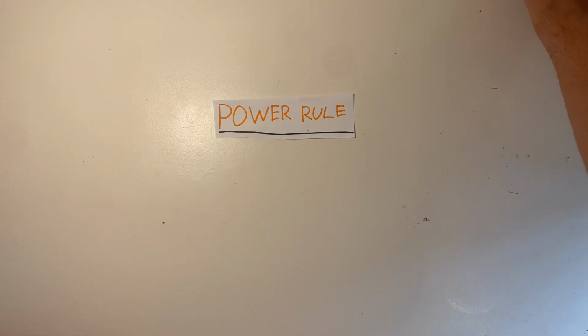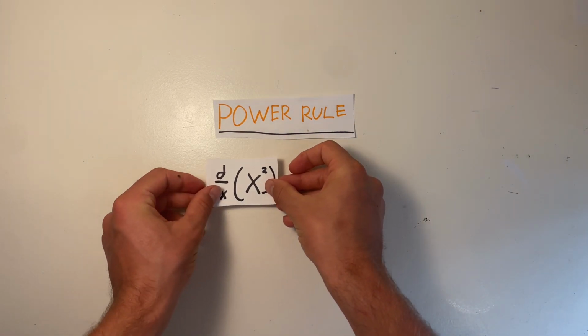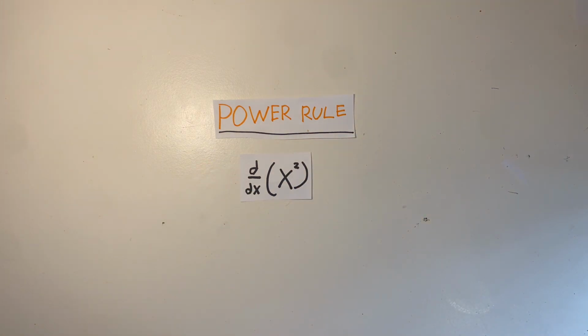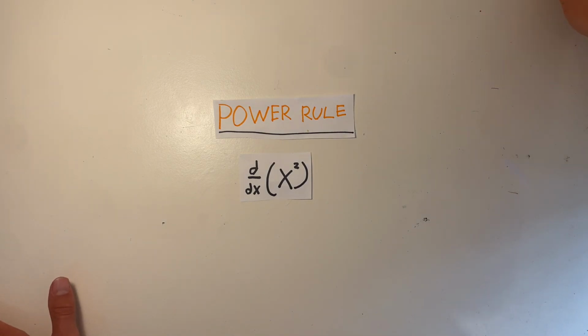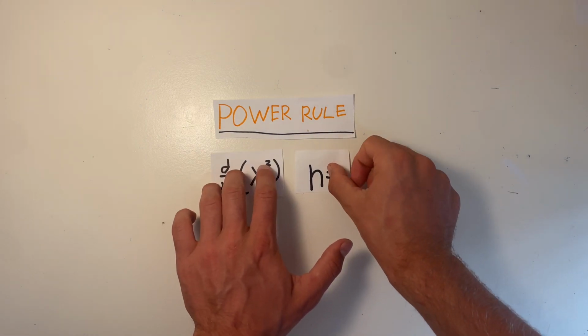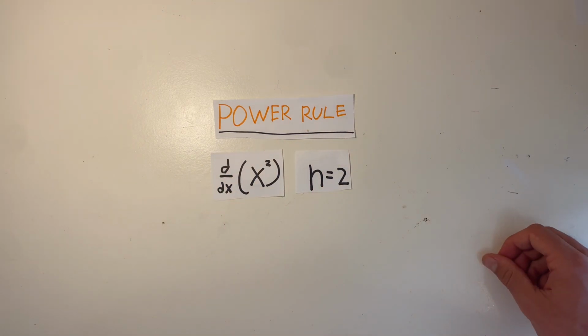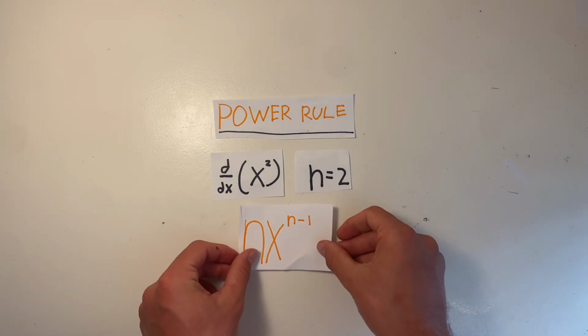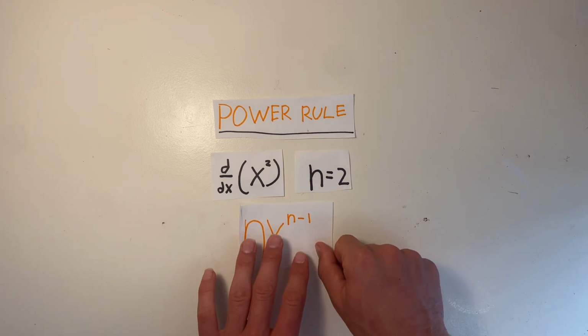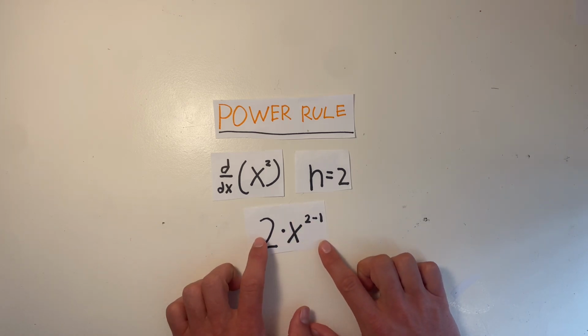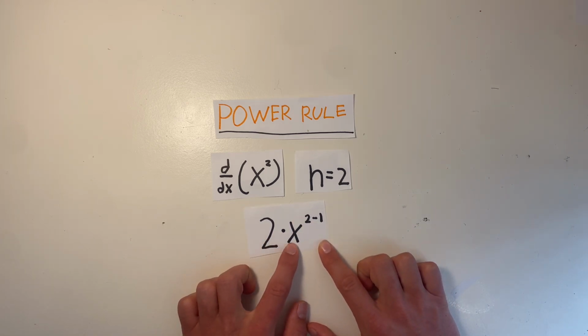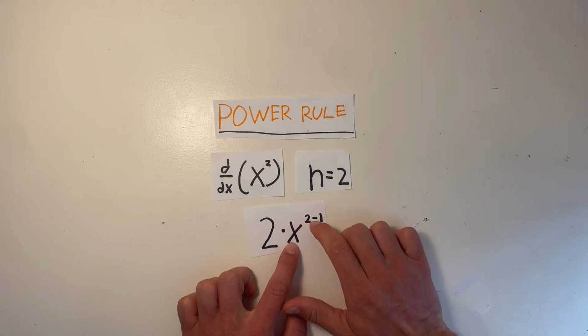Let's take the derivative of x squared, a pretty simple function. So in this function, what is our n? Well, our n equals 2, because that's our numerical exponent. So according to our rule, n times x to the n minus 1, we're going to do 2 times x to the 2 minus 1 power.